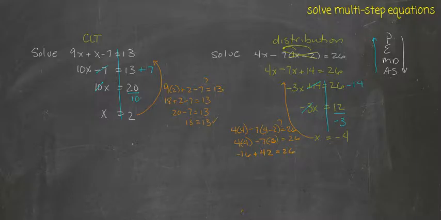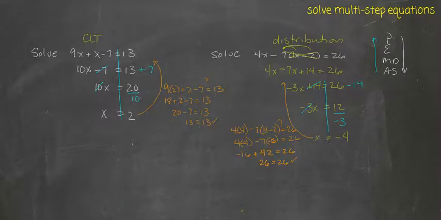equals 26. So 42 take away 16 would be 32. Take away 6 would be 26. 26 equals 26. So I got the right answer even though I almost got the wrong checking.